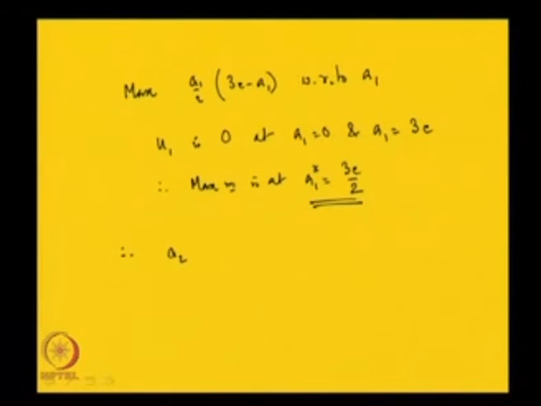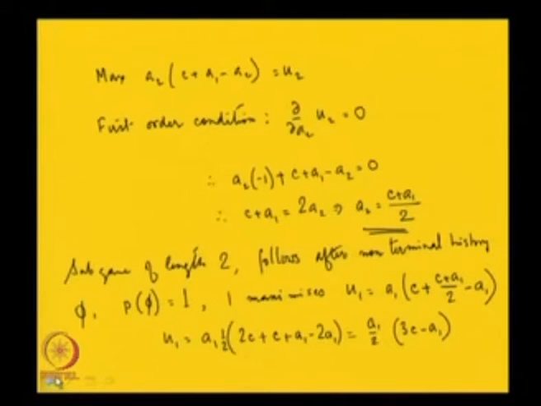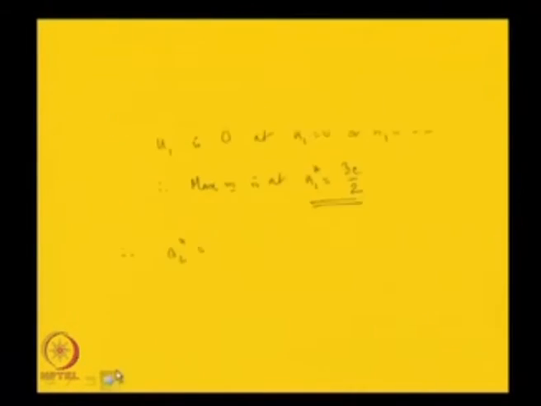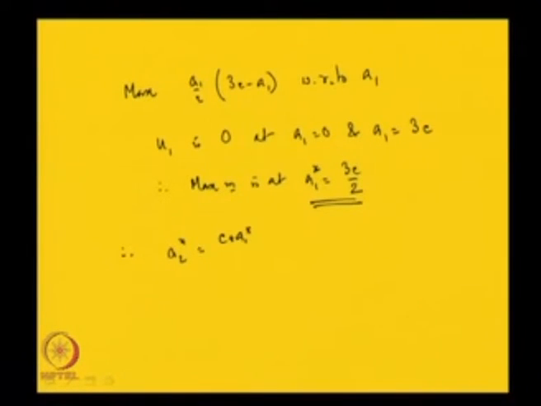And so A2, this is A1 star, let us say, A2 star will be nothing but C plus A1 star divided by 2, and if we solve this, it turns out to be 5C divided by 4. So, this is how we can solve the games with infinite number of actions and continuous actions, and which are sequential games through application of backward induction.